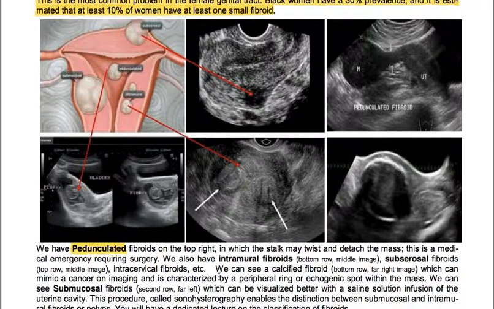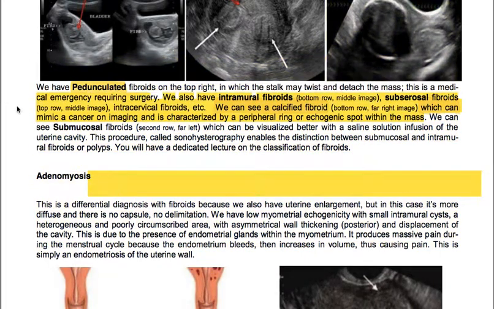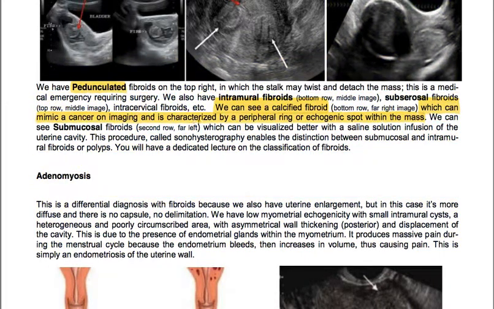We can see a calcified fibroid here, which can mimic a cancer on imaging, and is characterized by a peripheral ring of echogenic spots within the mass. We can see subserosal fibroids, which can be visualized better with a saline solution, and submucosal fibroids, which can be visualized better with a saline solution infusion of the uterine cavity. This procedure, called sonohysterography, enables the distinction between submucosal and intramural fibroids or polyps.